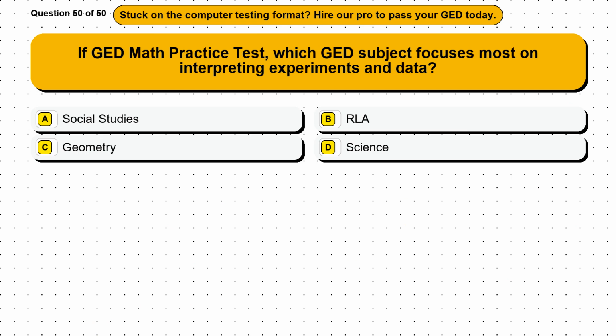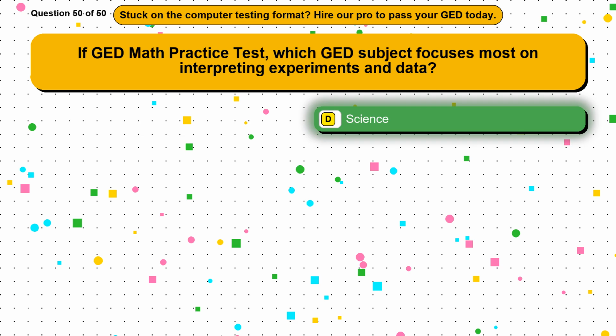Question 50. If GED Math Practice Test, which GED subject focuses most on interpreting experiments and data? Option A, Social Studies. Option B, RLA. Option C, Geometry. Option D, Science. The correct answer is option D.